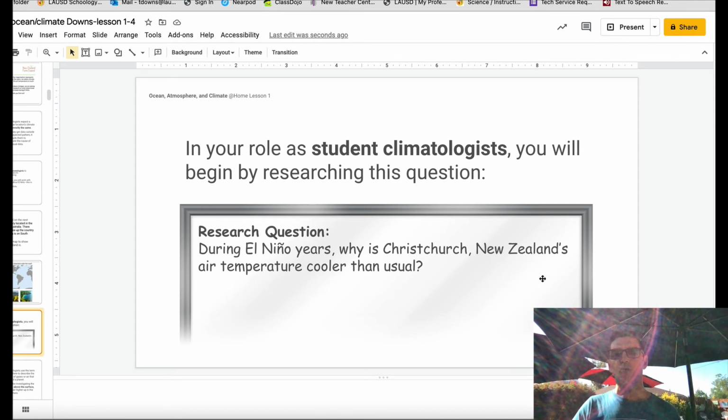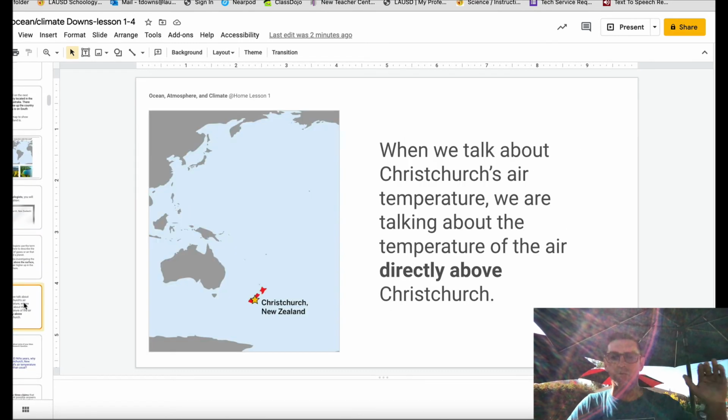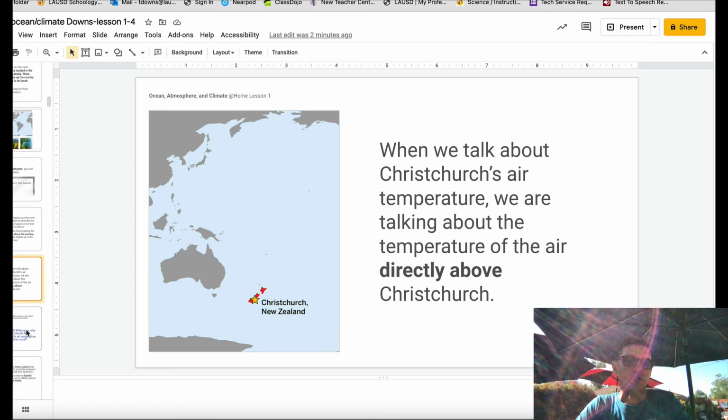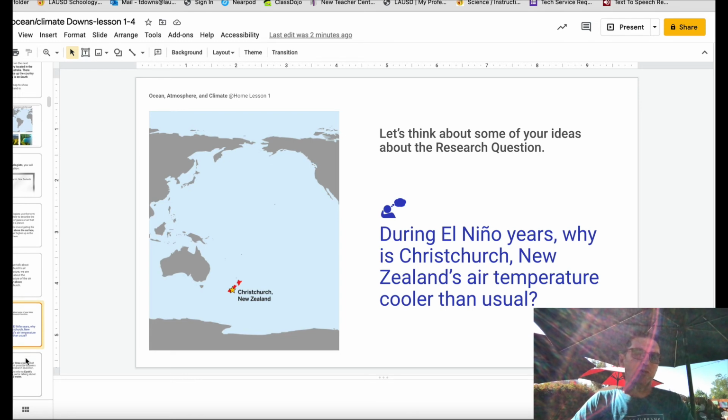During El Nino years, why is Christchurch, New Zealand's air temperature cooler? Well, we got to figure that out. Why does it get cooler? Climatologists use the term atmosphere to describe the mixture of gases or air that surround a planet. We'll be investigating the air right above the surface, not the air high up in the atmosphere. So air that we can actually deal with. When we talk about the air temperature, we are talking about the temperature of the air directly above Christchurch. During El Nino years, why is Christchurch, New Zealand's air temperature cooler than usual?